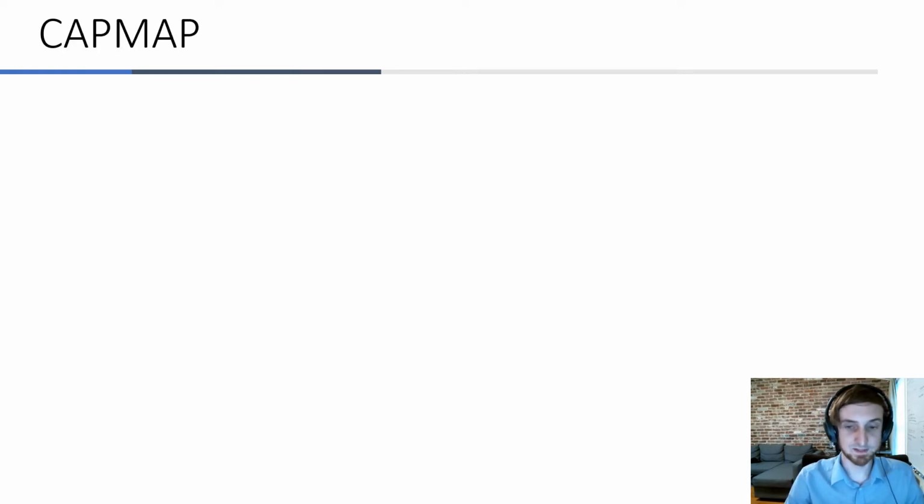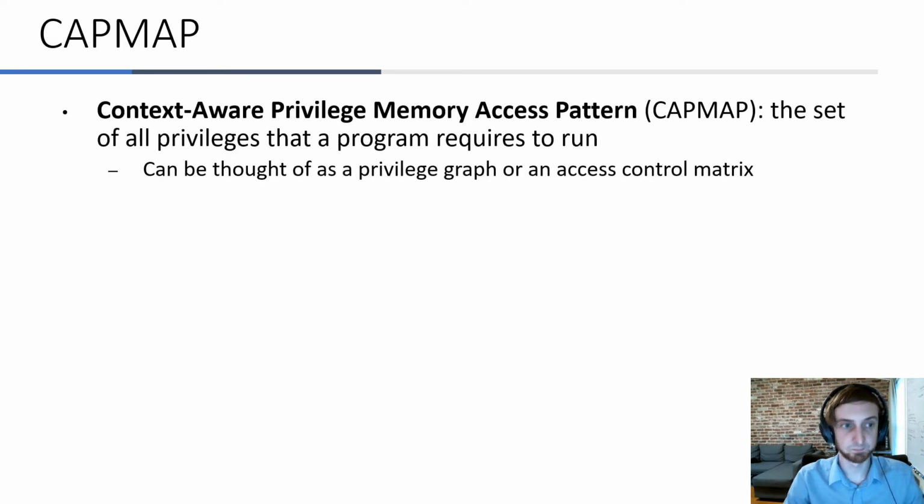Okay, so on the last slide, we saw what an individual privilege was. A cat map, a context-aware privilege memory access pattern, is a collection of privileges. So it's the set of privileges that a program requires to run. And it can be thought of as a privilege graph or an access control matrix. So for example, every node is an instruction or object and the edges encode the allowed privileges, or in the matrix case, the rows and columns would be the subjects and objects, and the matrix would specify what operations are allowed.